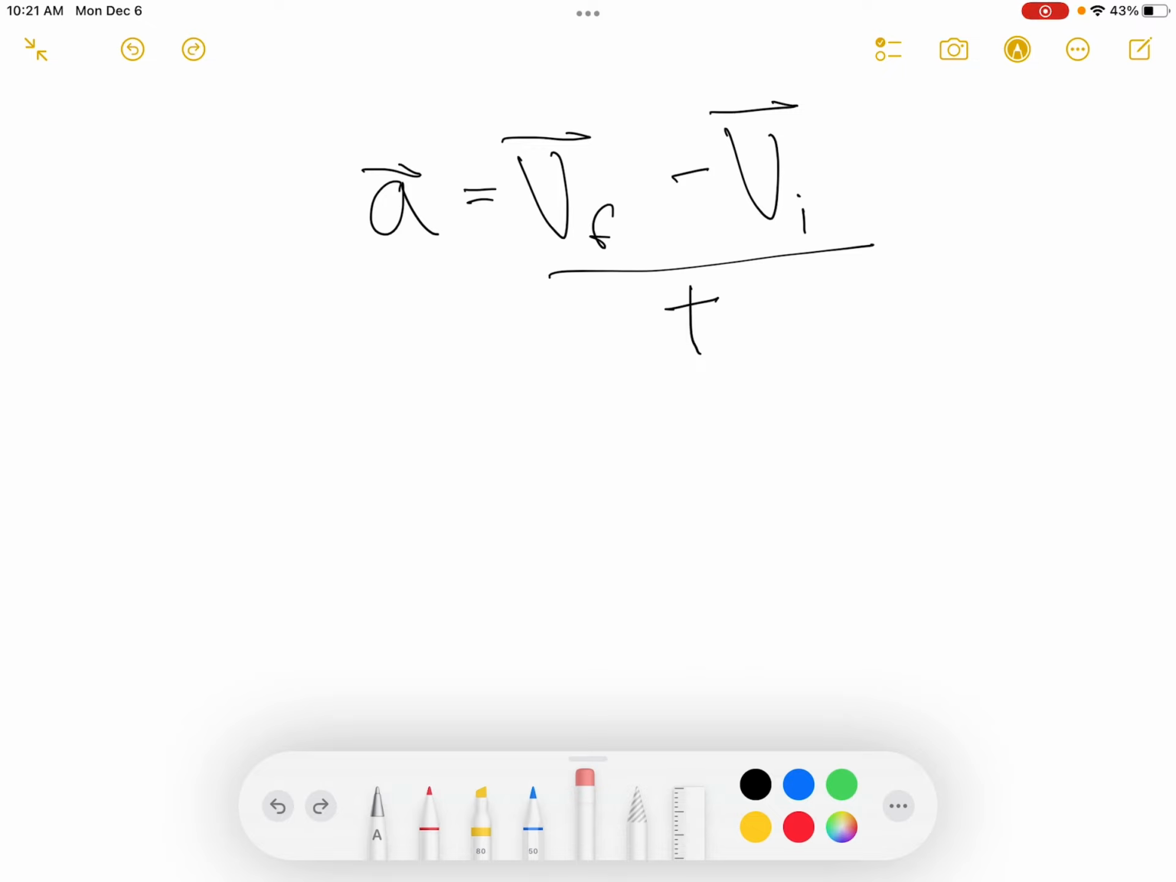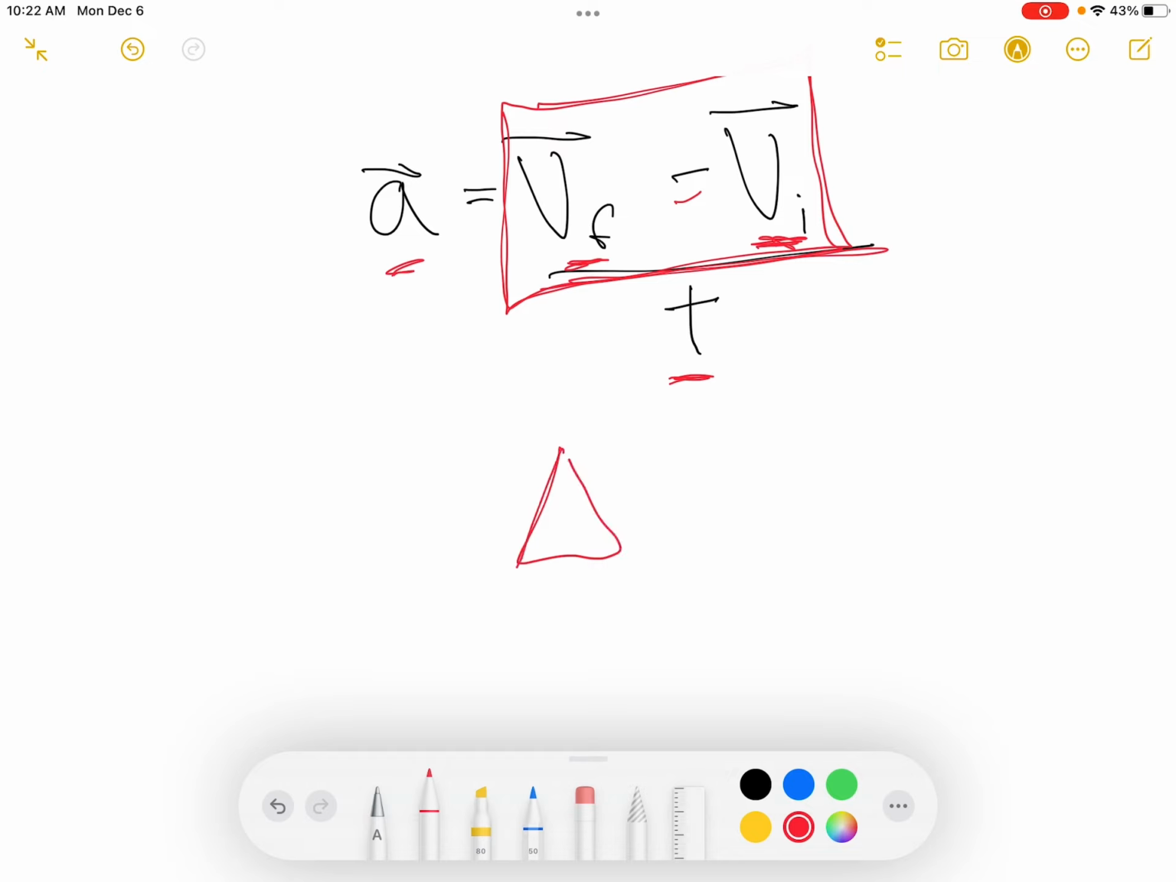So let's take a look at this. This formula, which you'll see in Science 10, says acceleration is equal to the final velocity of an object minus the initial velocity of an object, divided by time. Another way of writing this top part, Vf minus Vi, is a change in velocity. We take our final velocity and subtract our initial velocity. That's the same thing as the change in velocity.